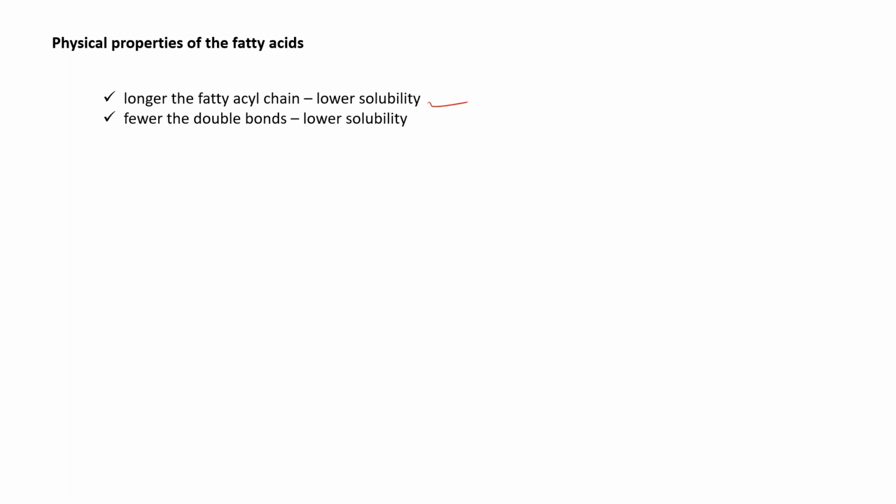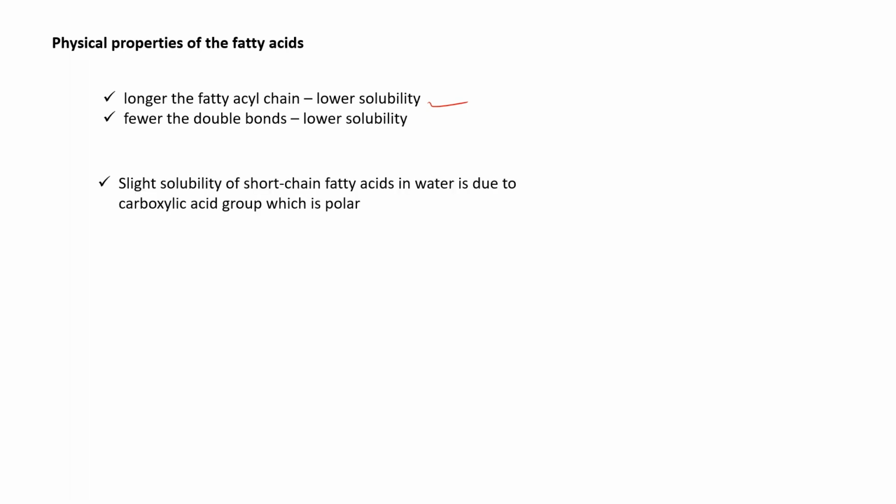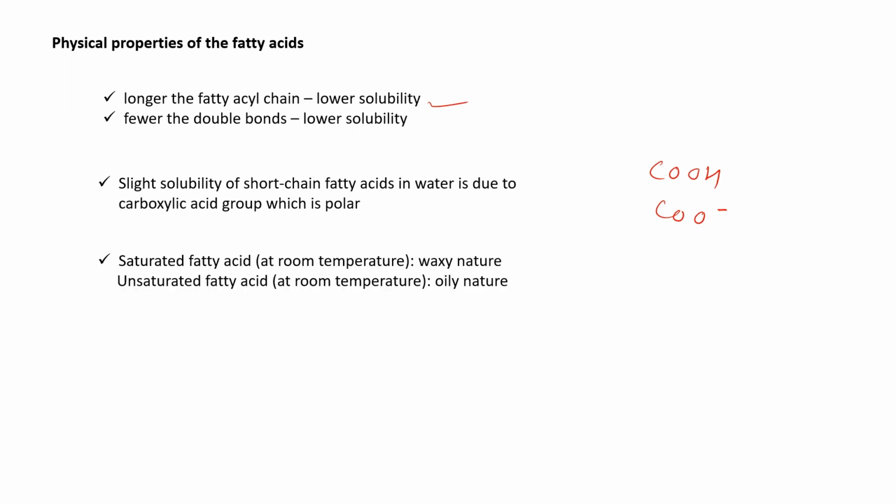Less the double bond is, or when we see saturated fatty acid, no double bond, that means they are lower in solubility. The fatty acid chain is slightly soluble in water because they have one carboxyl terminal. So carboxyl group is a charged group. So the polarity comes from this carboxyl group. The saturated fatty acid at room temperature has a waxy nature, and unsaturated fatty acid at room temperature has an oily nature. This we already studied.